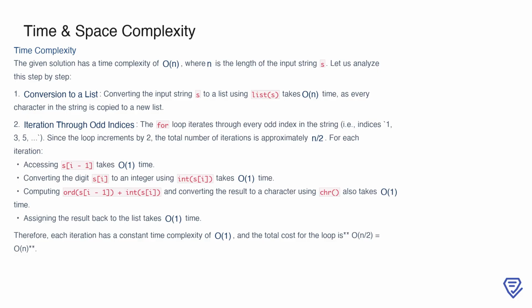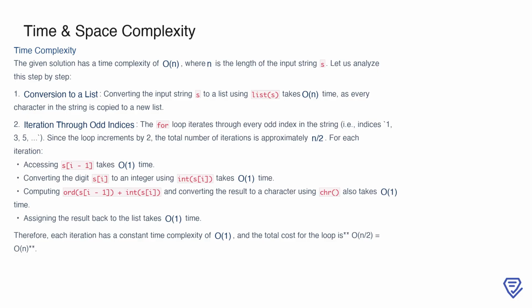Next, the for loop iterates through the odd indices of the string, such as 1, 3, 5. Since the loop increments by 2, it performs approximately n/2 iterations. For each iteration, several constant time operations are performed, such as accessing the previous character, converting the digit to an integer, performing arithmetic operations, and assigning the result back to the list. Each of these steps has a time complexity of O(1). When you sum up the iterations, the total cost of the loop becomes O(n/2), which simplifies to O(n).